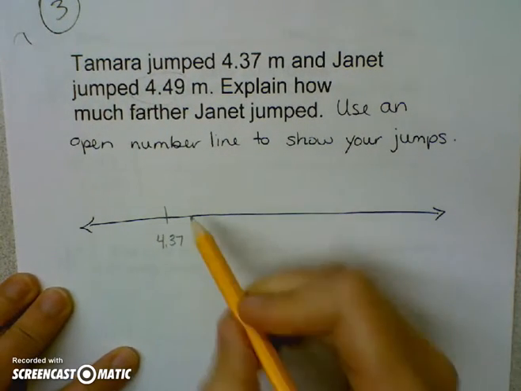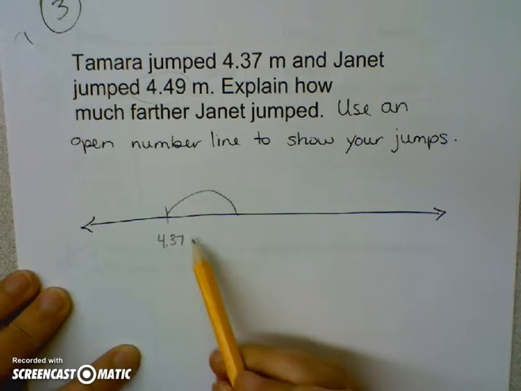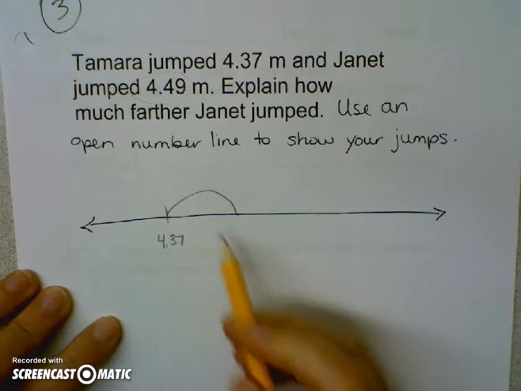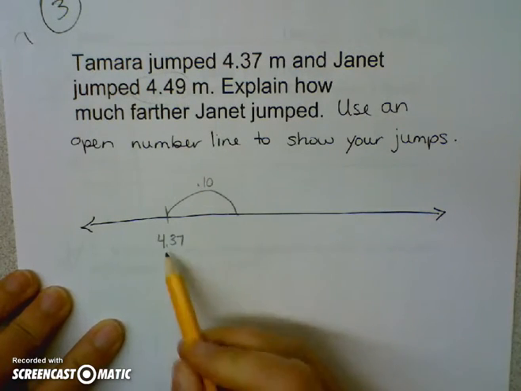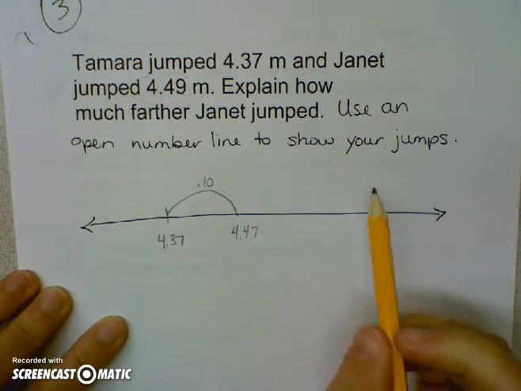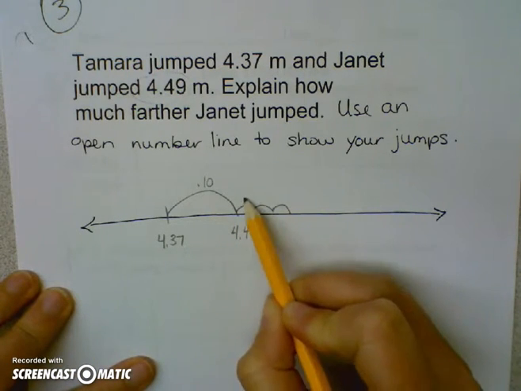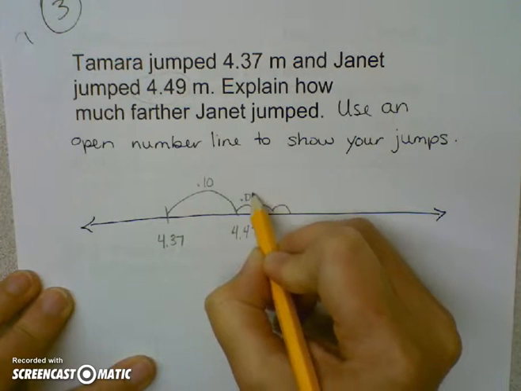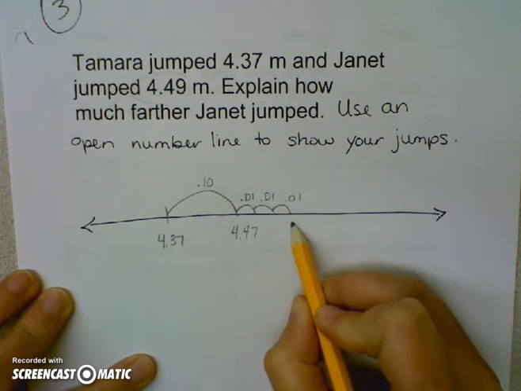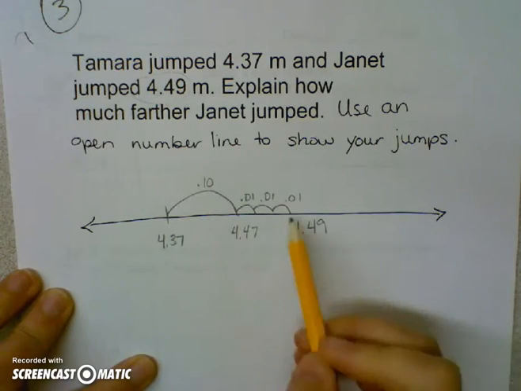That's my target. If I make a jump of 1/10 or 10 cents, if you think about it like money, I know that I can jump 10 cents to 4.47, and that I know I can make 3 cents jumps, 1, 2, 3, to get to 4.49.